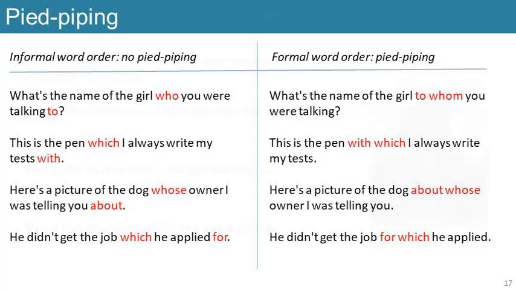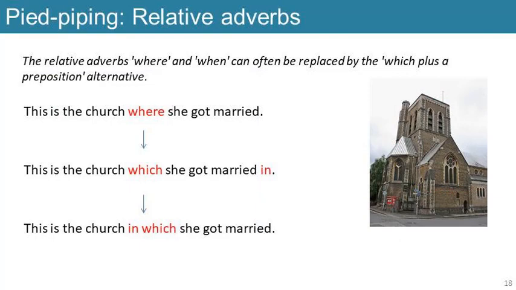Note that the relative adverbs where and when can often be replaced by the which plus a preposition alternative. For example, "This is the church where she got married" becomes "This is the church which she got married in." This version in turn can be pied piped to become "This is the church in which she got married."